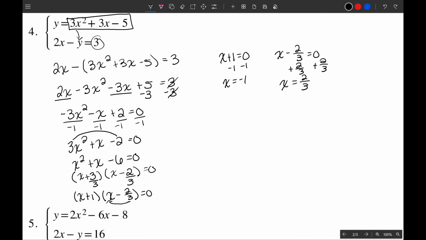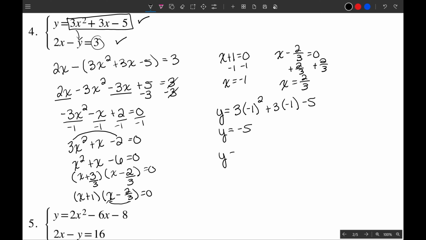So since I have two x values, I know I'm going to have 2 points of intersection. I have the x values, but I need the y values. So I'm going to take those x values and I'm going to either choose this top equation or this bottom equation. I'm going to plug in for x and solve for y. I'm going to use the top equation just because y is already solved for. So I have y equals, and then everywhere I have x, I'm going to replace it with negative 1. So I have 3 times negative 1 squared plus 3 times negative 1 minus 5, and that gives me a y value of negative 5.